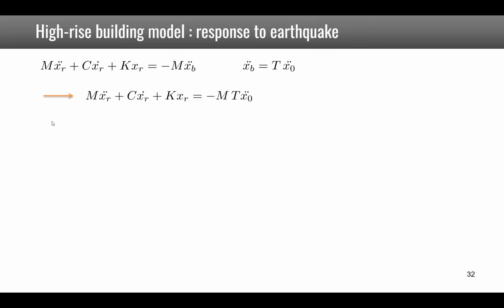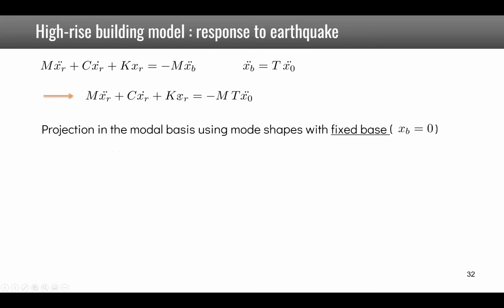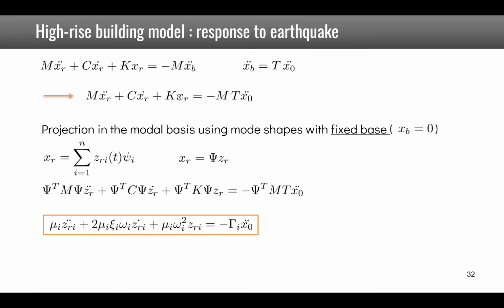Now, if you go back to the equation, we are solving for relative displacement here. We have the M, C, and K matrices. We project in the modal basis, and we end up with the equations of motion for a single degree of freedom corresponding to each mode, where you see that here we are solving again for relative amplitude, hence the R here, and we have a force which is given by gamma I x dot dot 0.